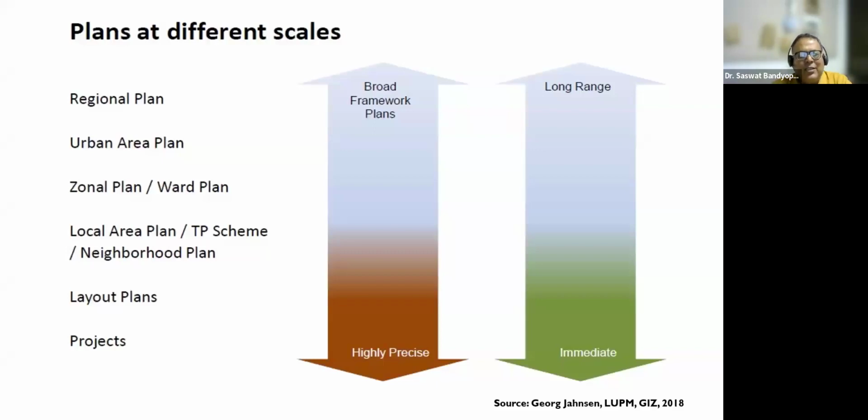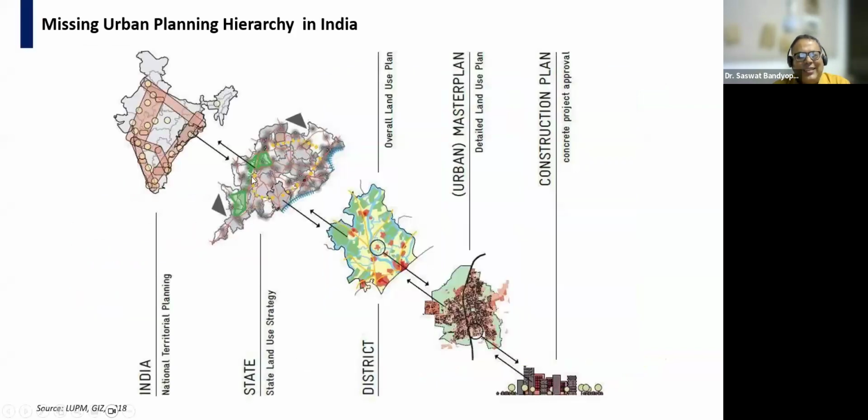But presently, if you see, only some urban master plans are prepared, in some cases zonal plans, and some cities like Gujarat, which is very intensively doing some TP schemes or certain local area plans. So this scale is missing.